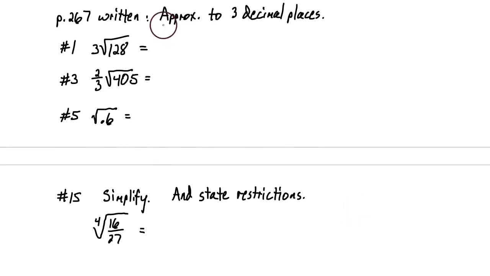Page 267, we're asked to use a calculator to approximate to 3 decimal places. These 3 questions, number 1, 3, and 5, are simply a matter of typing this in the calculator. So you got to figure out what button does the square root symbol, type this in and hit enter. To 3 decimal places, this one is 33.941. The next one is 13.416. And the next one is 0.775.